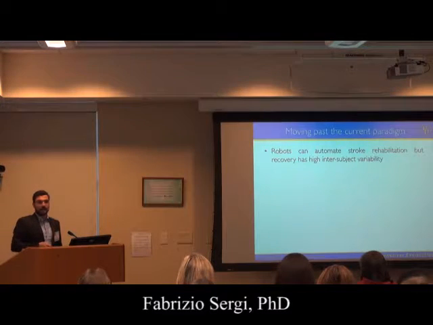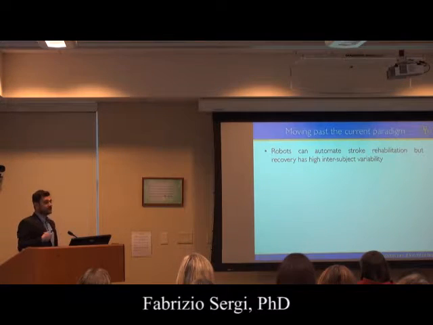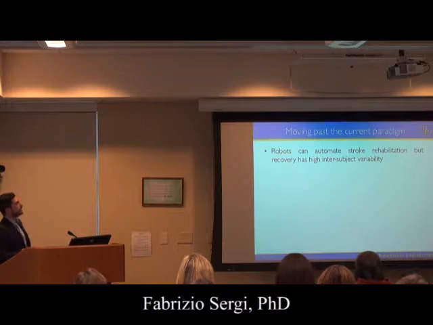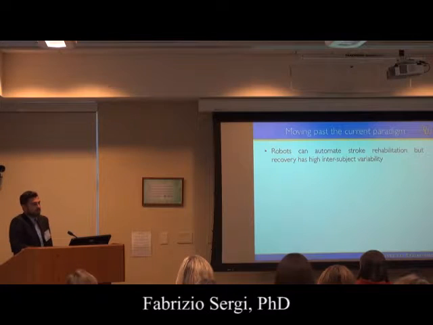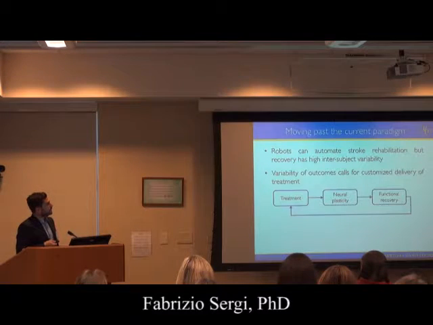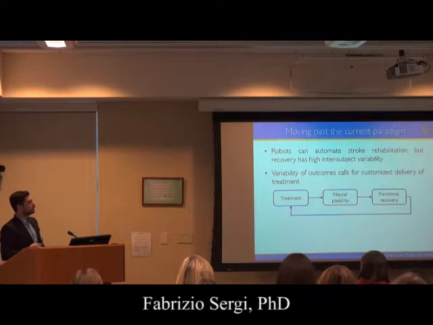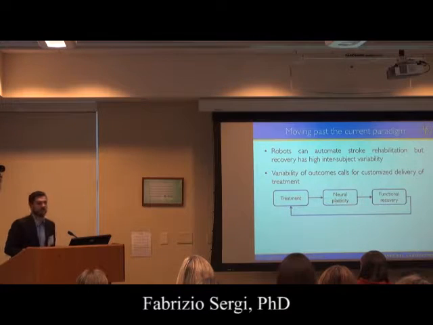However, I want to highlight another feature of the research that we do in our lab that's trying to go past the current paradigm. So we have demonstrated so far that robots can automate stroke rehabilitation. However, recovery has a high level of inter-subject variability, and there is a very wide set of variables that may be able to predict this variability. And so, of course, variability of outcomes will call for customized delivery of treatment, but how do we understand which treatment works for which type of stroke patient?